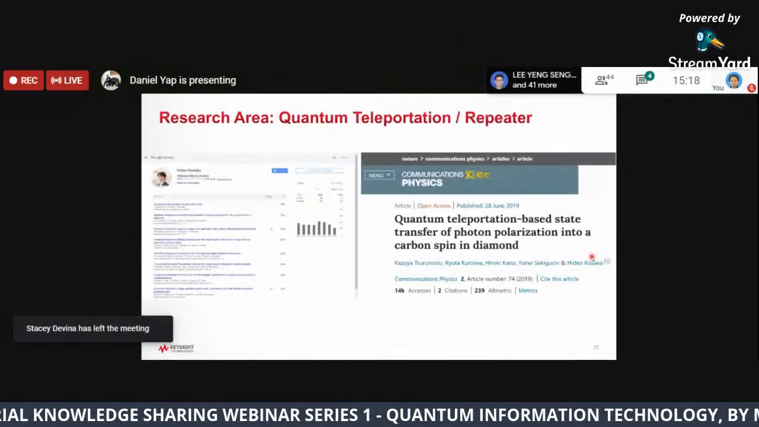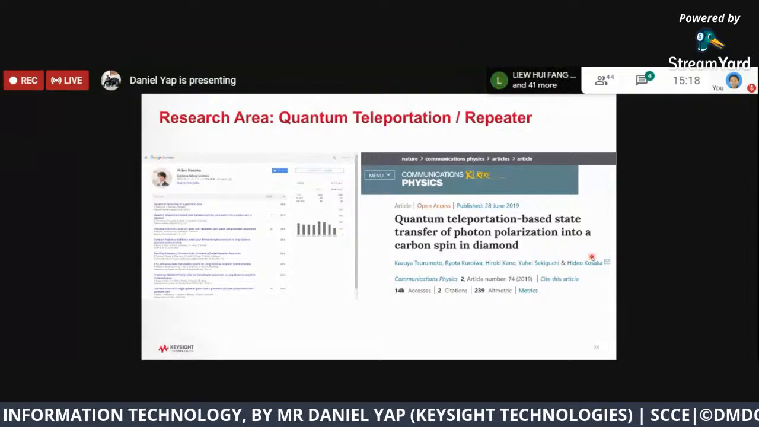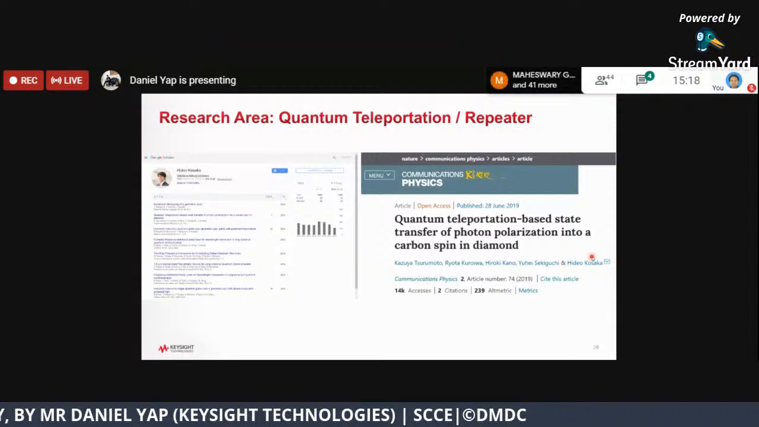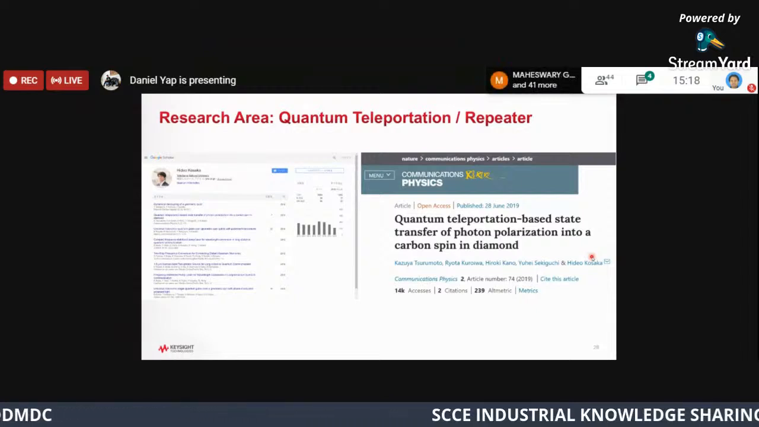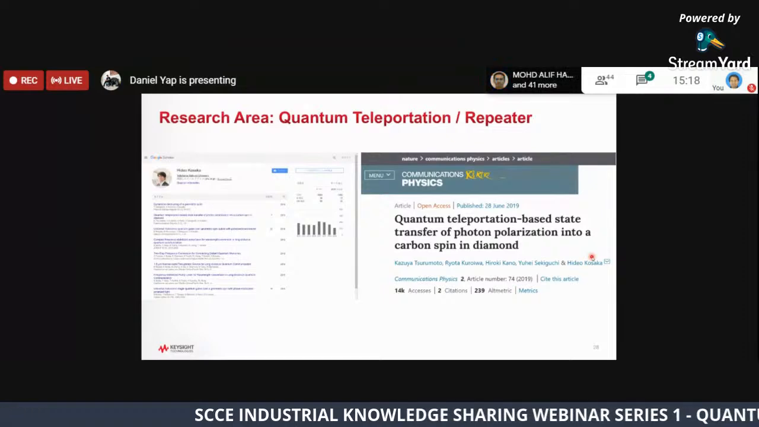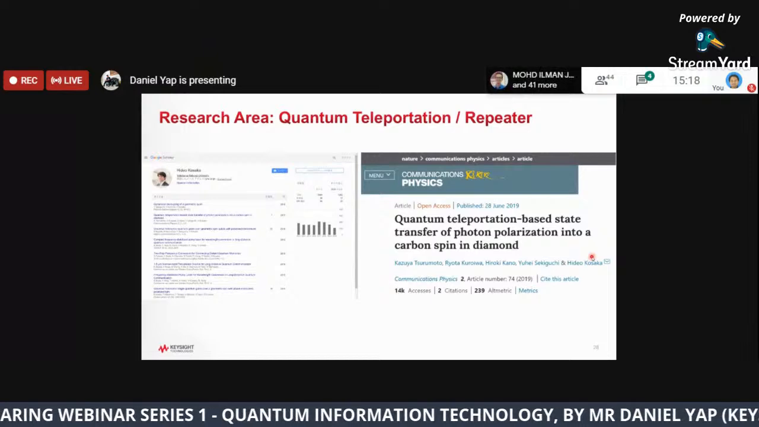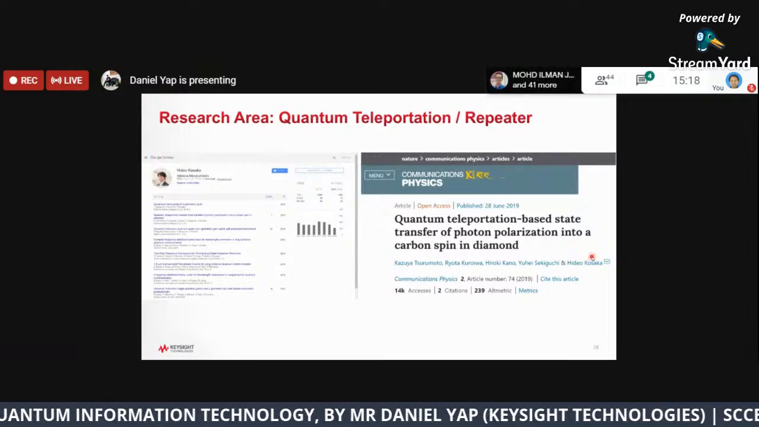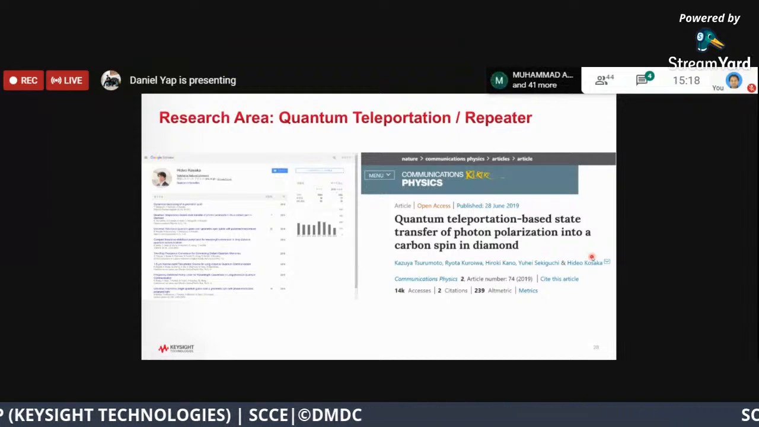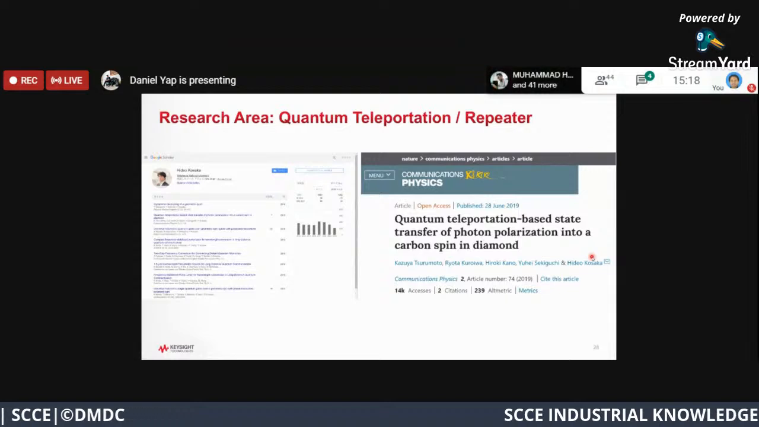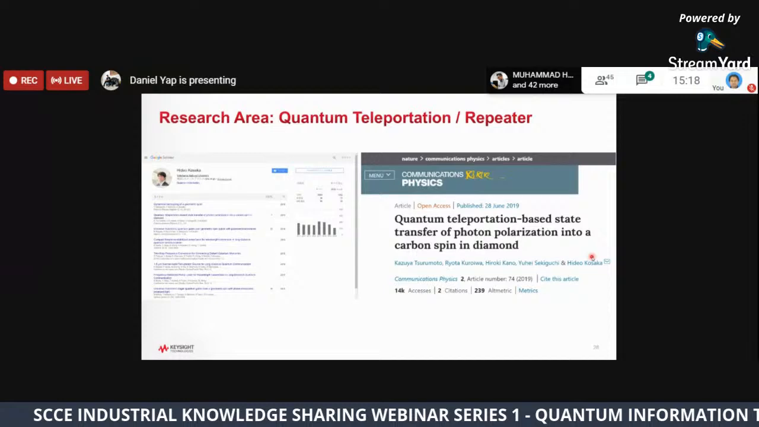Another one is quantum teleportation or a quantum repeater. This is the behind stage after you build a quantum computer. One day, of course, you need to send your signal, right? You need to transport your signal. It's not just confined to this small area. Maybe from, say, UniMAP, you need to send your signal to Cyberjaya or maybe to Japan or somewhere around the world, or even to a satellite. You need to have some sort of quantum teleportation technique or quantum repeater.